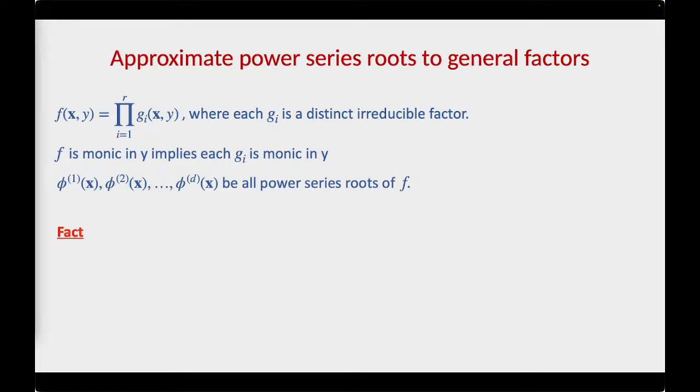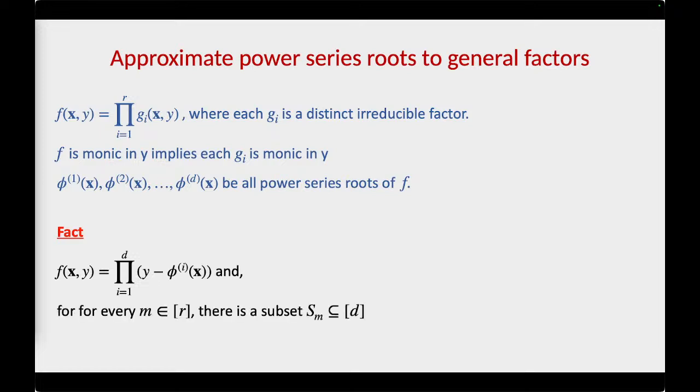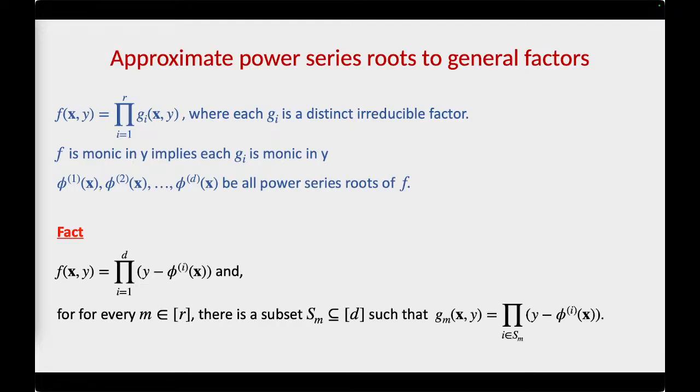Okay, so here's a very natural fact. Where did the power series roots of f come from? They must have come from the power series roots of the g_i's. So if f can be written as the product over i going from 1 to d of y minus phi superscript i, then for every i in r, so for every irreducible factor, there is a subset of these power series roots such that g sub i is the product of y minus roots from that subset. Okay, this is very natural. This is almost immediate. The g_m and the g_i's on the top, they are the same. Right? Yeah. Okay. So m in r, I should have said i in r.